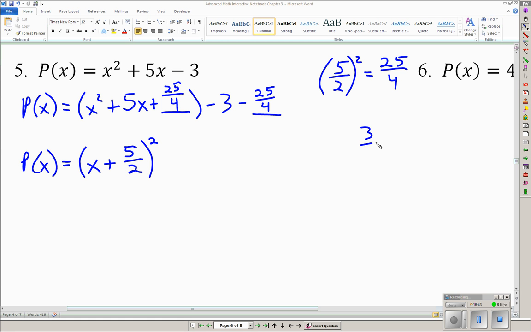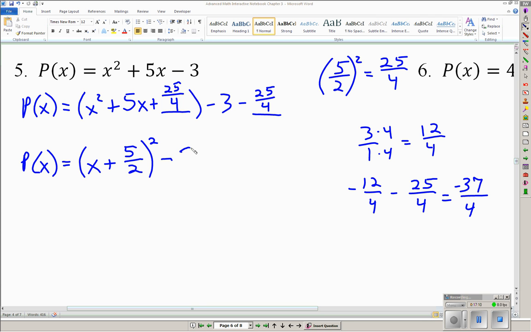Well, 3 is currently over 1. Let's get a common denominator. It needs to be a 4, so let's multiply top and bottom by 4. That gives you 12 fourths. So if I had negative 12 fourths minus 25 fourths, that's how many fourths? Negative 12 minus 25 is negative 37. So this will be negative 37 fourths. Nothing reduces, so that one is complete.